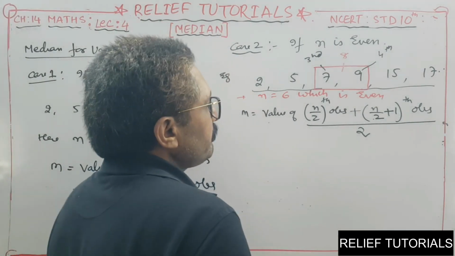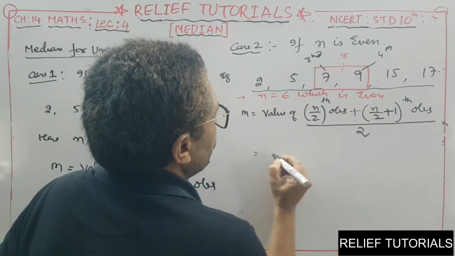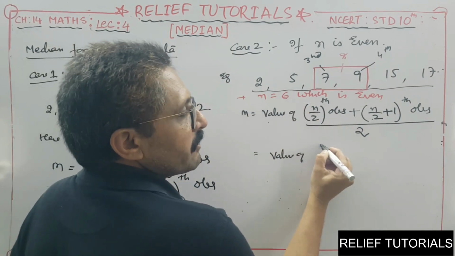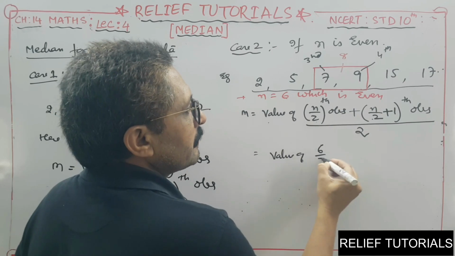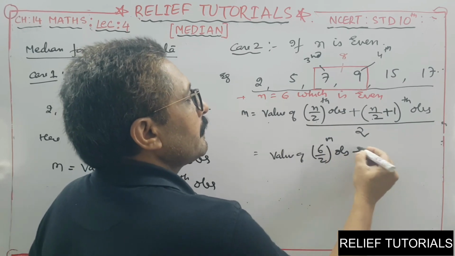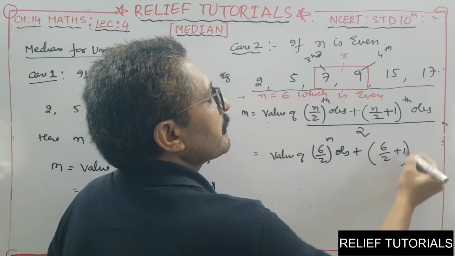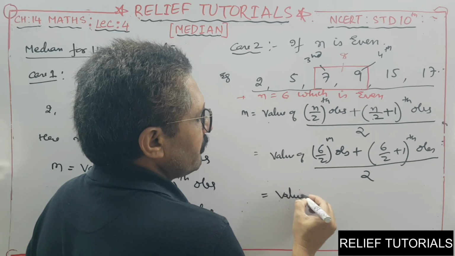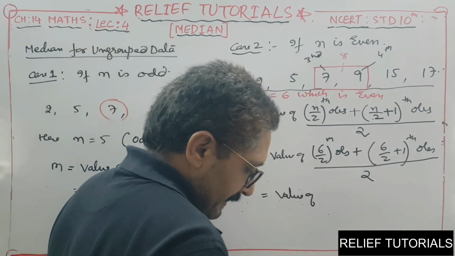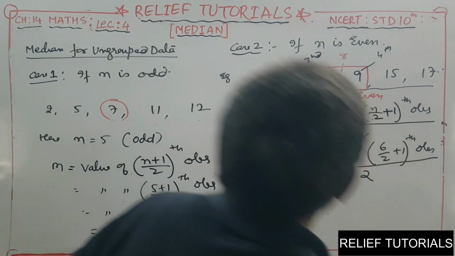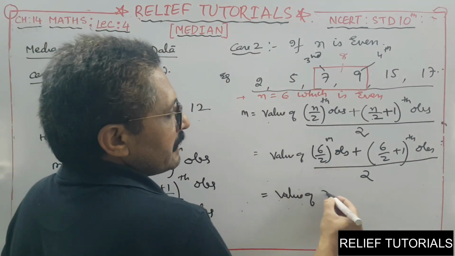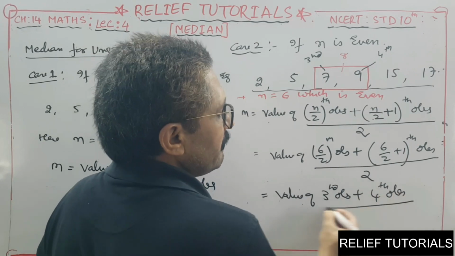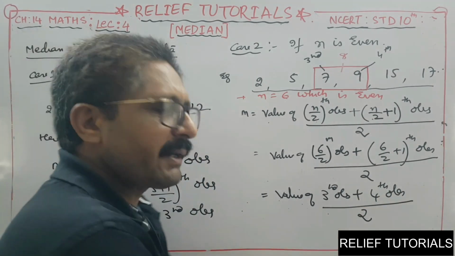So now the value of n is 6. So the median is the 6 by 2th observation plus the 6 by 2 plus 1th observation, divided by 2. That is the value of the 6 by 2, which means the third observation, plus the fourth observation, divided by 2. Directly you can write this step.